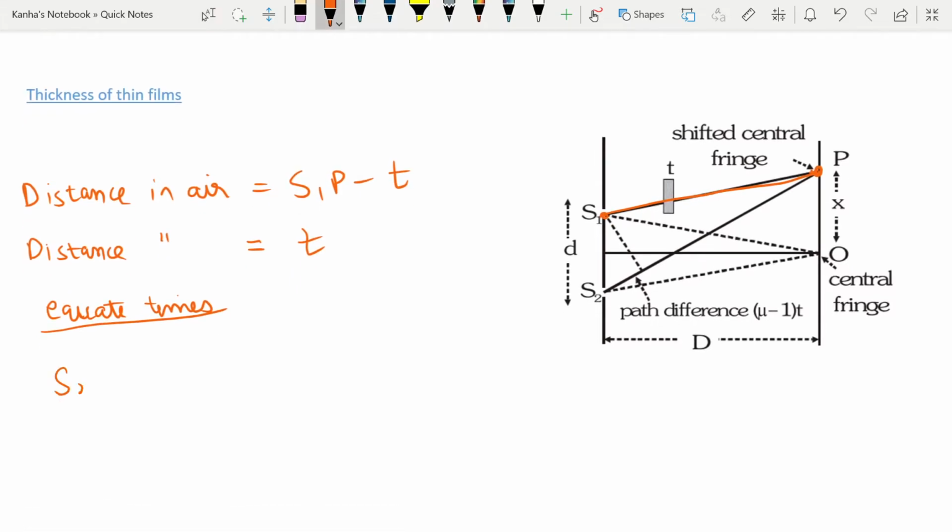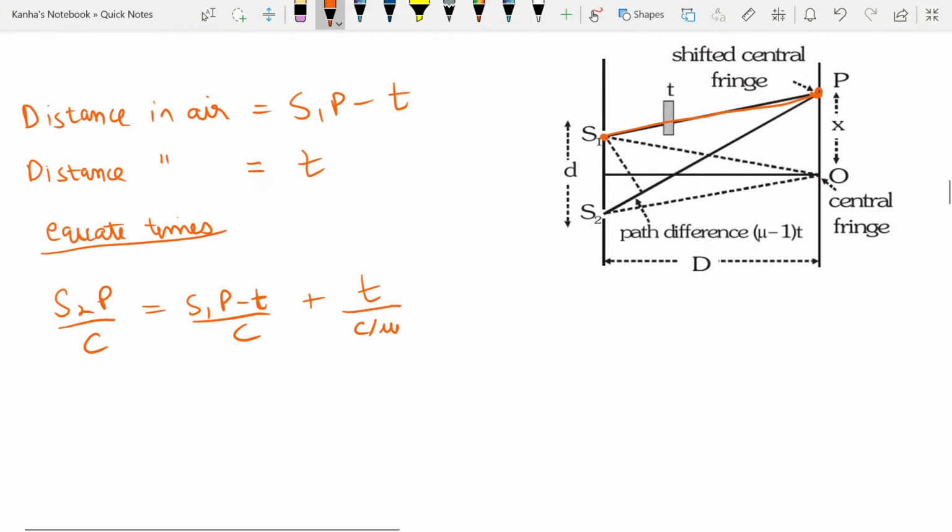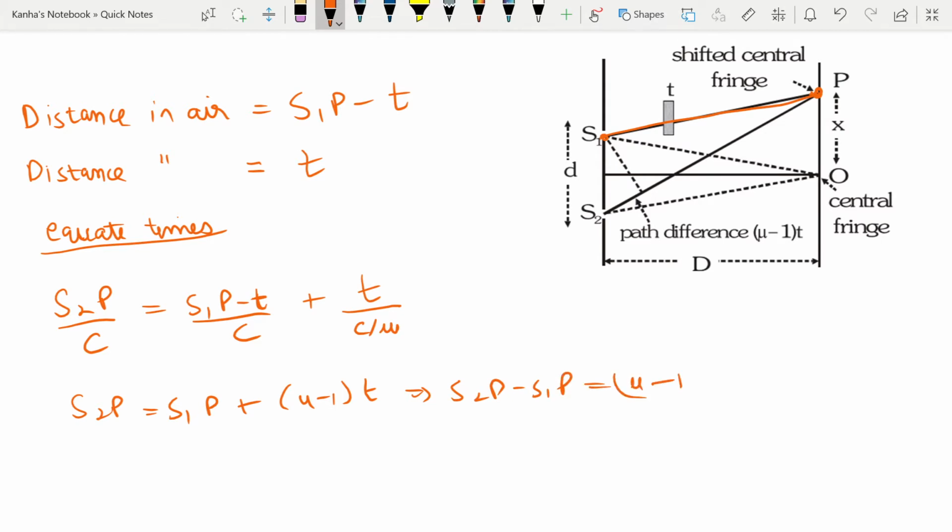This means that S2P divided by C, where C is the velocity, is nothing but S1P minus T divided by C, plus T, where T is your thickness, divided by C by mu, because C by mu is the velocity of light in that thin film. When you do this, I can easily write that S2P is nothing but S1P plus mu minus 1 into T. That implies S2P minus S1P is equal to mu minus 1 into T.